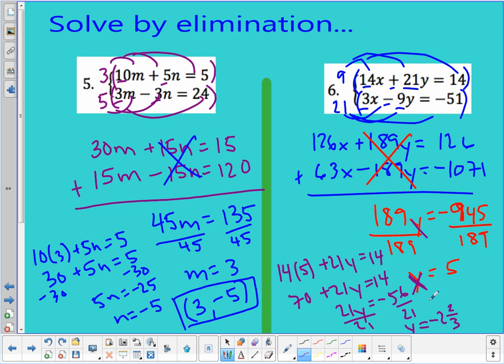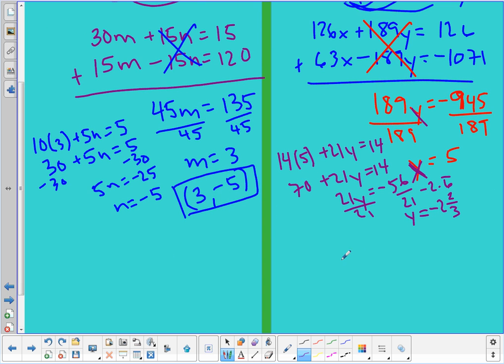On your calculator, it might have looked like negative 2.6 repeating. You can write it in fraction form or in decimal form with the repeating bar over the top. Either way is fine, doesn't really matter. But if I write out my solution, I have an x value of 5 and a y value of negative 2 2/3.